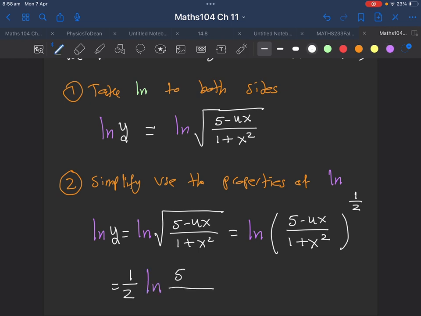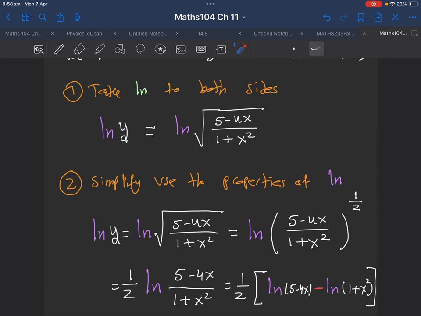Now, also we know what happens to the quotient. We can take the ln for both. So the answer will be half, and we can take the ln of the first one, ln of the second one. So here we have 5 minus 4x. Here we have 1 plus x squared. And then, don't forget, we put a minus between them. If they are multiplied with each other, we put a plus. If something is in the denominator, it goes with a minus. And that's exactly what ln y is.